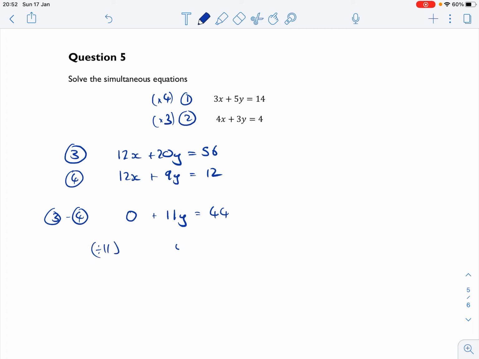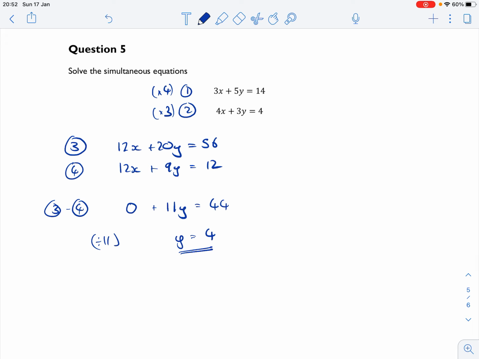Divide both sides by 11. And now following through the same process, we get left with y is equal to 4. Then we pick an equation to put it into. You could substitute into 3 and 4, but they'd be multiplied by something. They're going to be a little bit more complicated. So let's pick equation 1. 3x plus 5 times 4 should be equal to 14. 3x plus 20 is equal to 14.